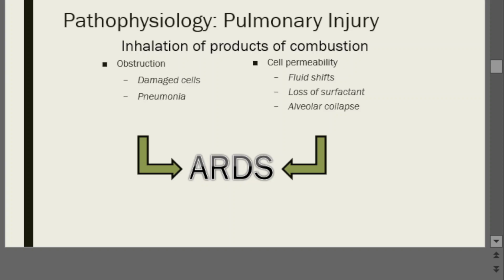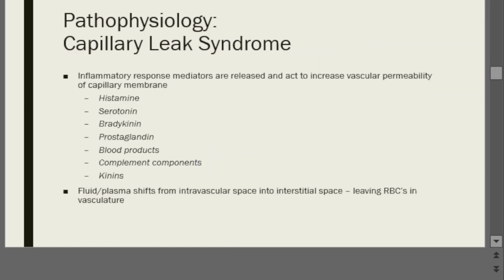These substances damage the lungs in two different ways. One is through the obstruction of the airway from debris, mucus produced to excrete the toxins, and dead and damaged cells. The other is cellular permeability, which causes fluid shifts, edema, loss of surfactant, and results in alveolar collapse. These two components together result in acute respiratory distress syndrome, or ARDS, which you are very well aware of. One other thing to consider in pathophysiology is capillary leak syndrome. This is very, very common.